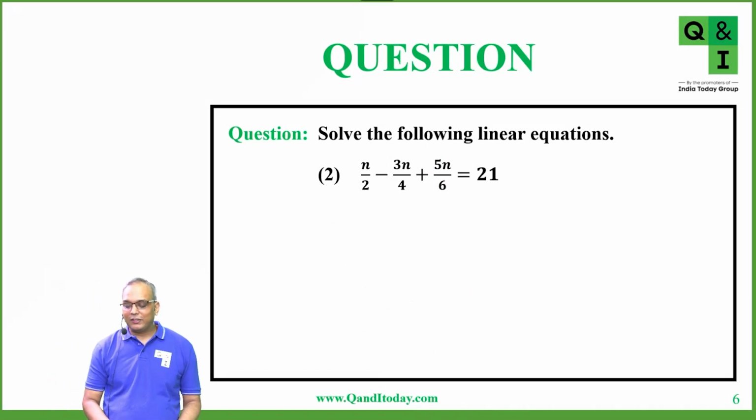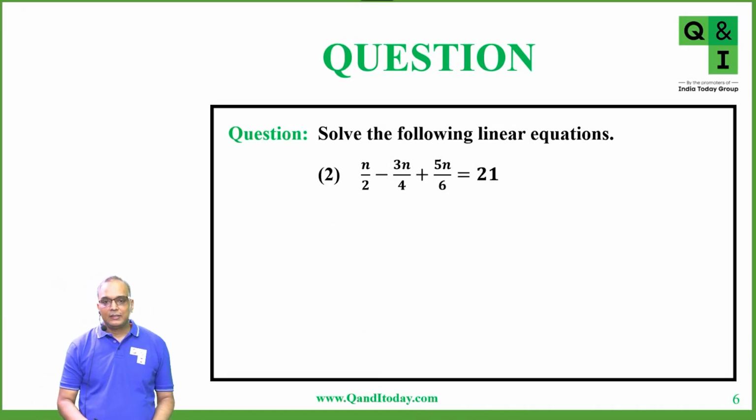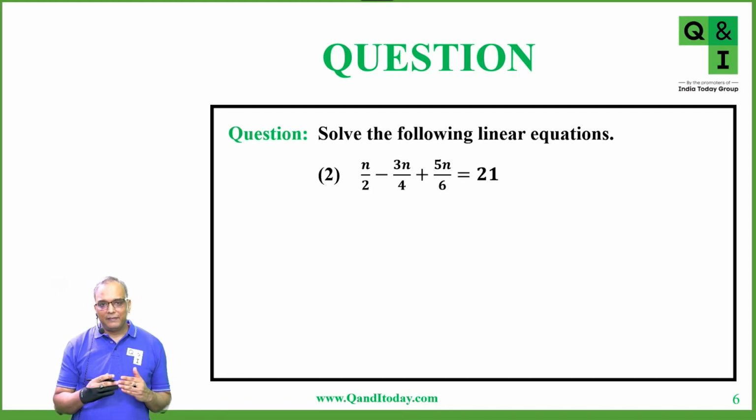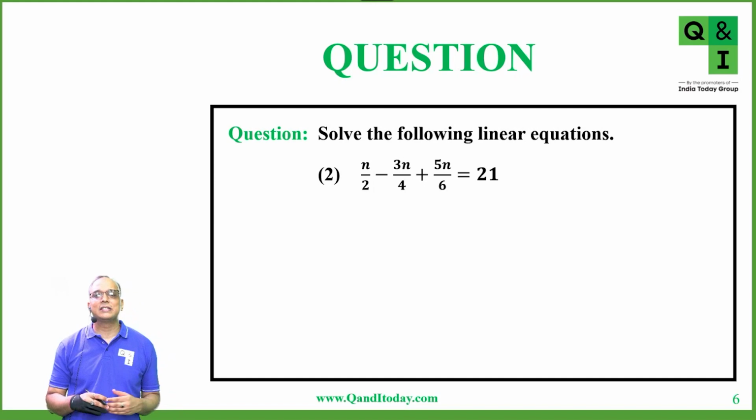So you have to solve the following linear equations. This is n by 2 minus 3n by 4 plus 5n by 6 is equal to 21. Here, because all the variables are already on the left side, we will solve this with a common denominator. That will be the LCM of 2, 4 and 6. And then the constant is on the other side. We will solve this and find the value of n, which is a solution of this equation.